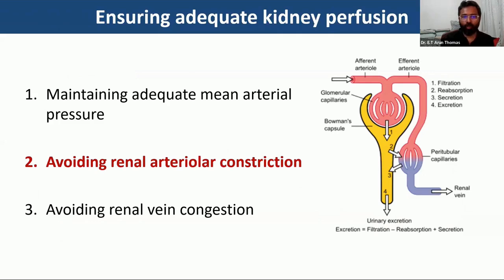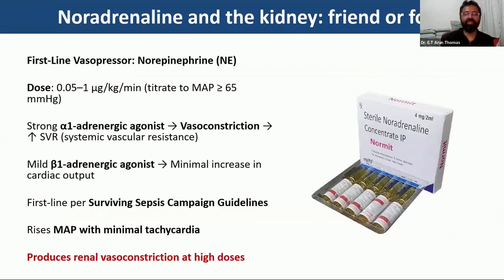And next is avoiding renal arteriolar constriction. If the renal arterioles are constricted, obviously kidneys will not get perfused. And after fluid resuscitation, we always rely on noradrenaline as the first choice of vasopressor. My question is whether noradrenaline is kidney friendly or an enemy to the kidney. So the answer is, noradrenaline given in sepsis, if it is a vasodilatory shock, can increase the mean arterial pressure and improve the kidney perfusion. It is kidney protective.